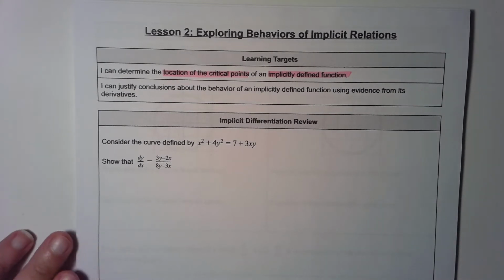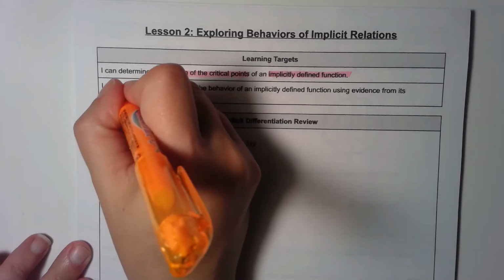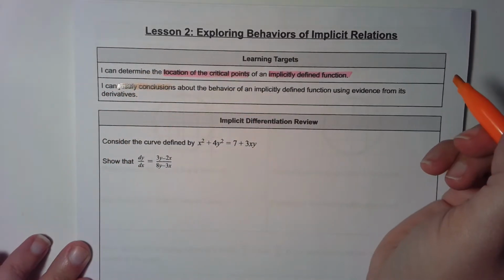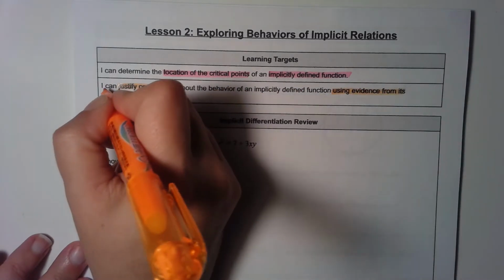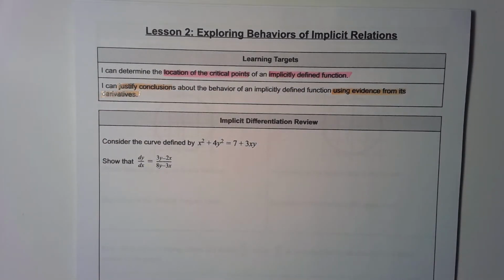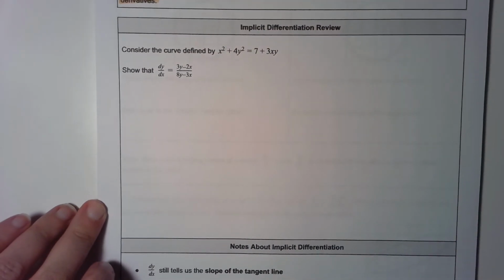The second target is I can justify conclusions about the behavior of an implicitly defined function using evidence from its derivatives. So we're going to need to justify our answer using derivatives, just like we did in the first lesson for this unit. So let's start with a little bit of a review of implicit differentiation.